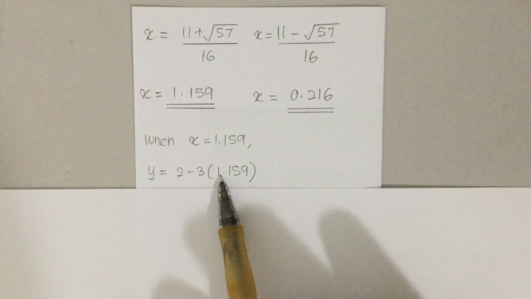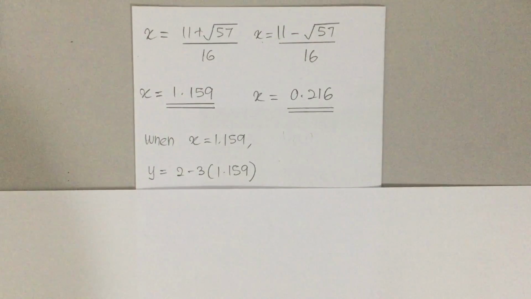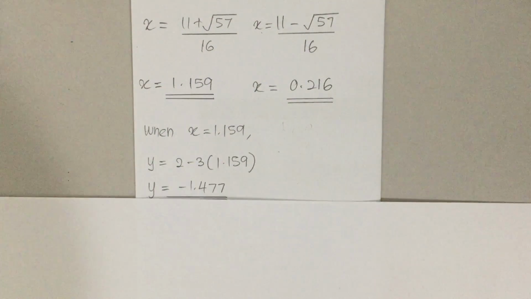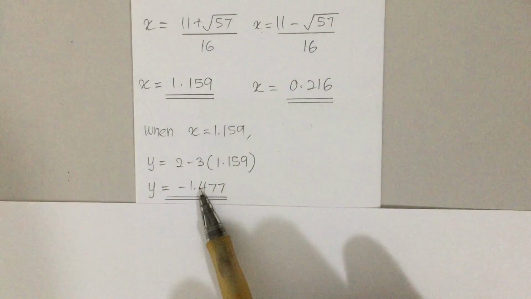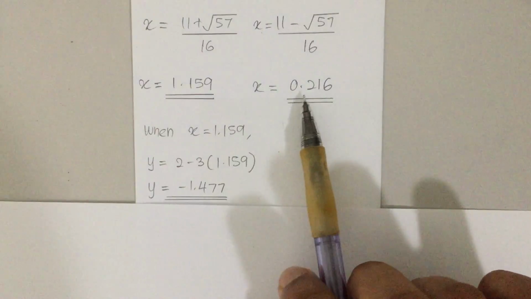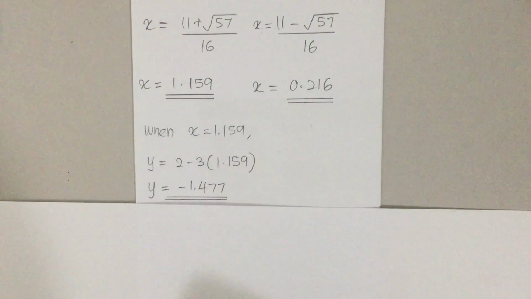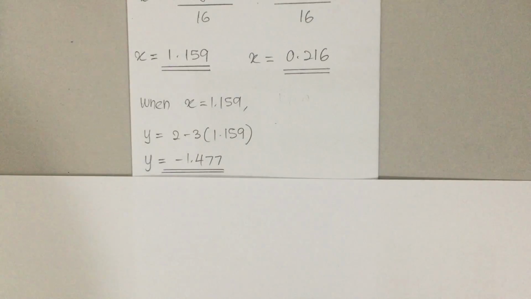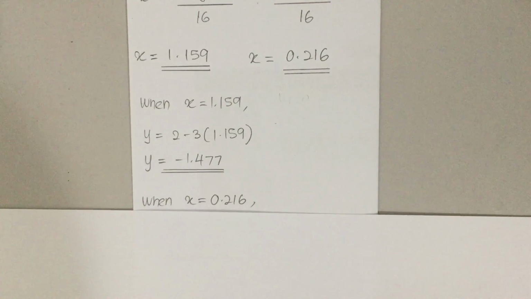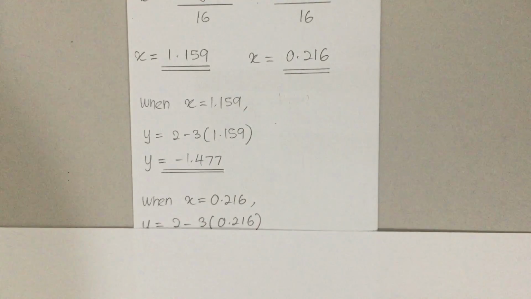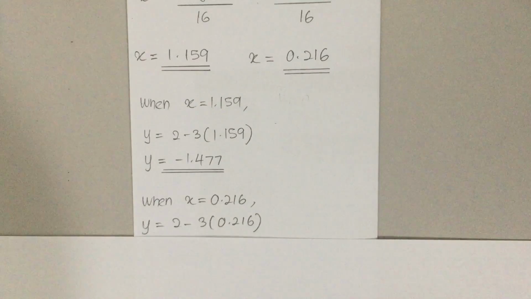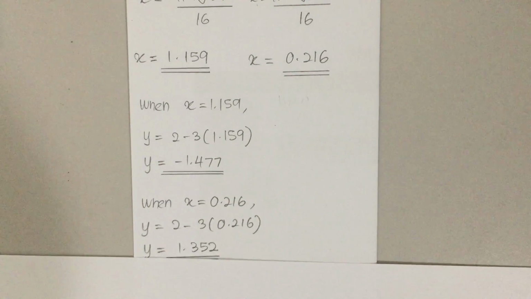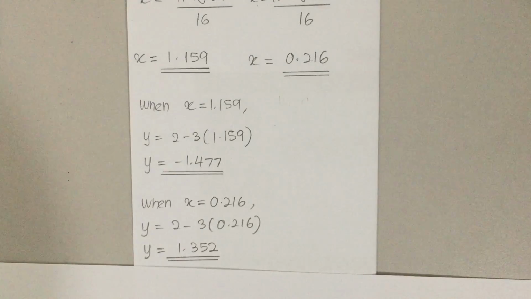Since our x is 1.159, you should get y equals negative 1.477. Since the question asks for 3 decimal places, please take note guys, your answers should all be in 3 decimal places. So let's proceed to the second x value. When x equals 0.216, y equals 2 minus 3 in a bracket 0.216, and you should get your answer y equals 1.352.